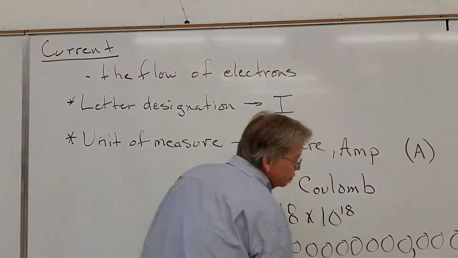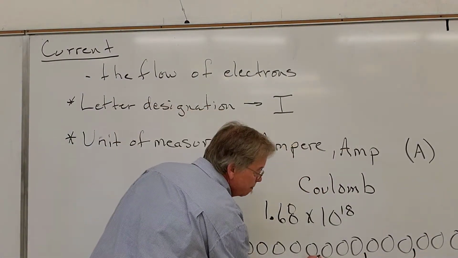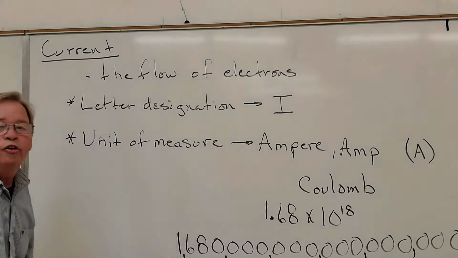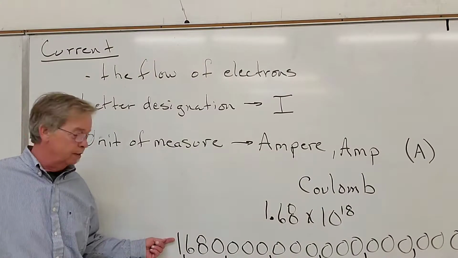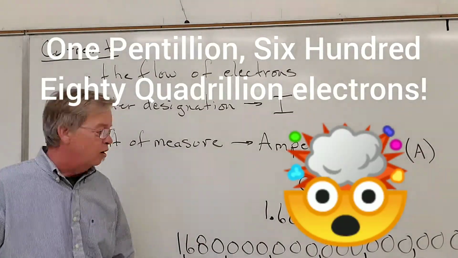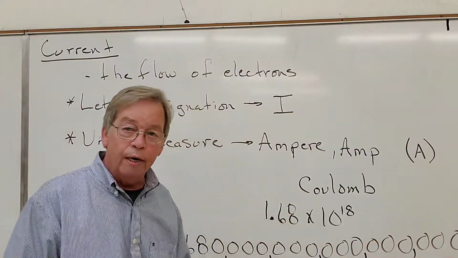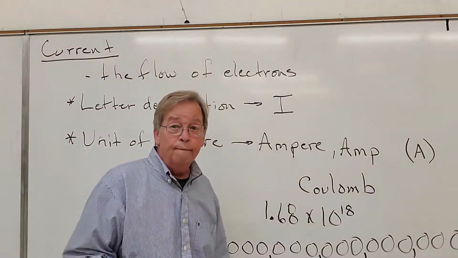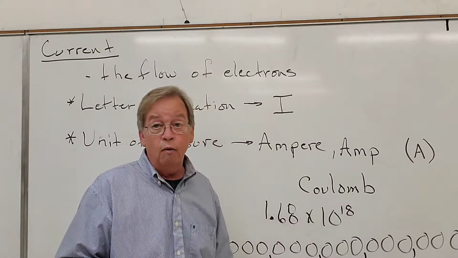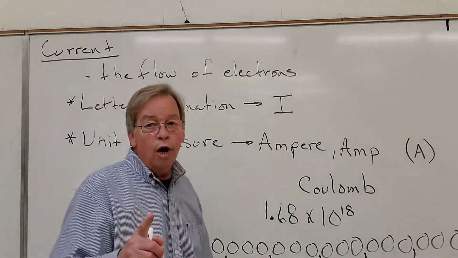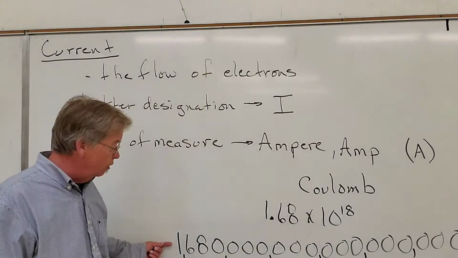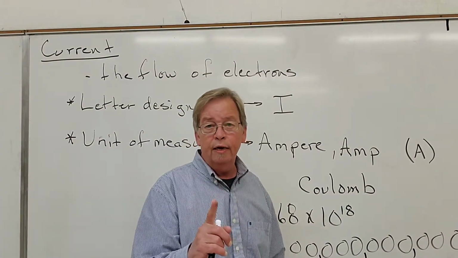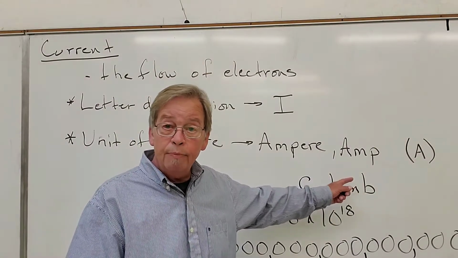So there's hundreds, there's thousands, there's millions, there's billions, there's trillions, there's quadrillions, and then we have pentillions. So that's 1 pentillion, 680 quadrillion electrons moving. That's a bucket full of electrons moving. And how long does it take to get them electrons past one point? The amount of time, don't forget that amount of time. Well, the amount of time is not 1 hour. It's not 1 minute. 1 second. So we're talking about 1 pentillion, 680 quadrillion electrons moving past a single point in 1 second. And that's 1 amp of current flow. 1 amp of current flow.